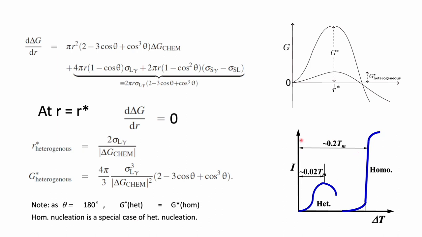Now, if we talk about the nucleation rate change with the delta T, the supercooling driving force. Clearly, the homogeneous nucleation model needs a very high delta T to enable the reaction. But for the heterogeneous nucleation model, a very small delta T is enough to make sure the transition is clear, with a clearly higher reaction rate.